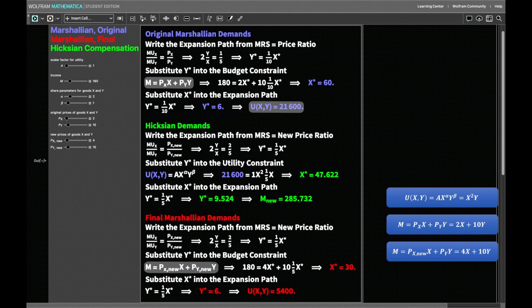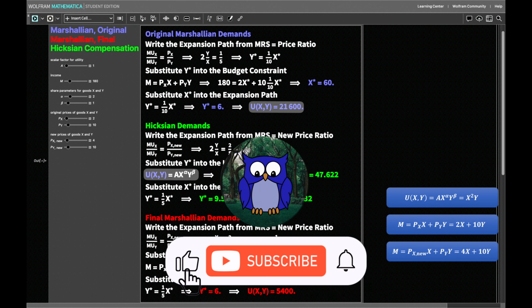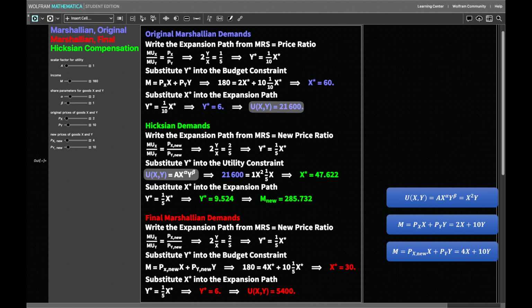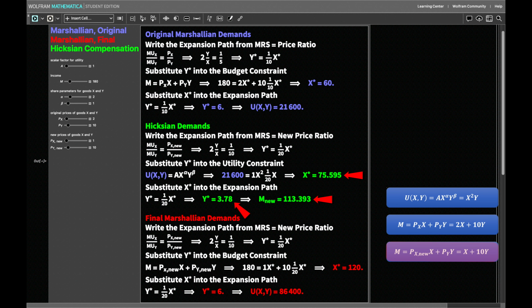In this case, instead of having a budget constraint, we have a utility constraint. But we still repeat the three steps by using this utility constraint and the new price ratio. Thus we find the Hicksian demands, which we can substitute back into the budget constraint with the new prices to find the compensated income that would be required to return the consumer to their original level of utility. In the case of a price increase, income rises since more money is required to purchase more of the price increasing good. And in the case of a price decrease, income falls since less money is required to purchase less of the price decreasing good.